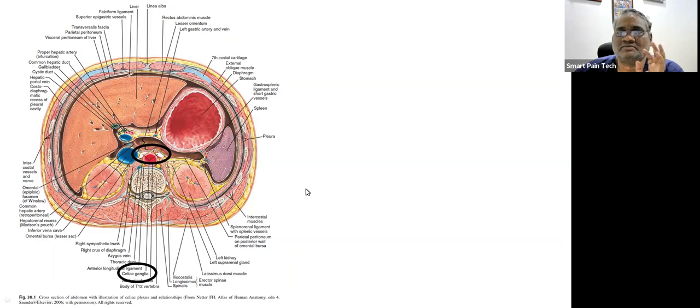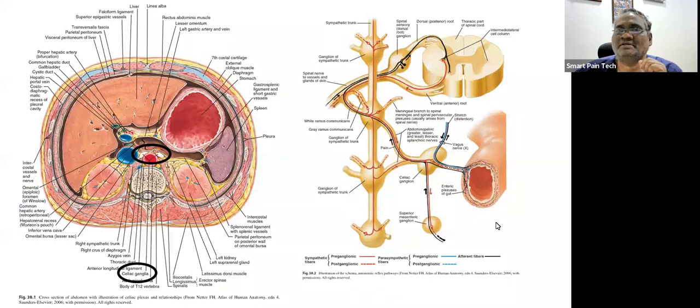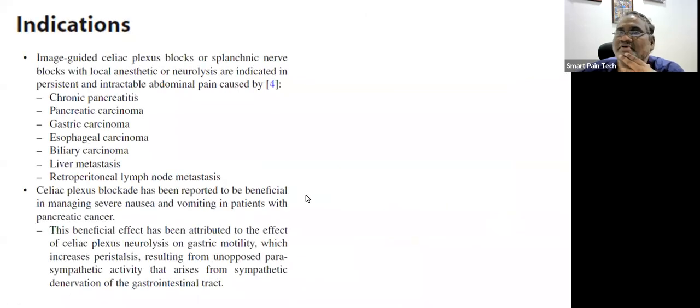Okay, so that is the importance of the aorta. So we are not going into the details. There are various indications. Now I told you which organs it supplies. So if those organs are damaged and in pain, you perform a celiac plexus block or a splanchnic nerve block for those particular pain syndromes.